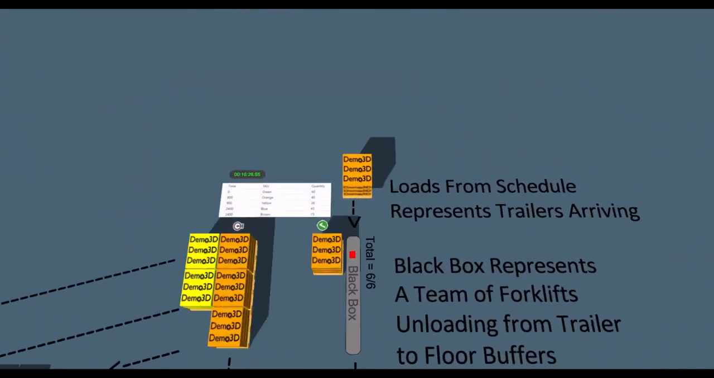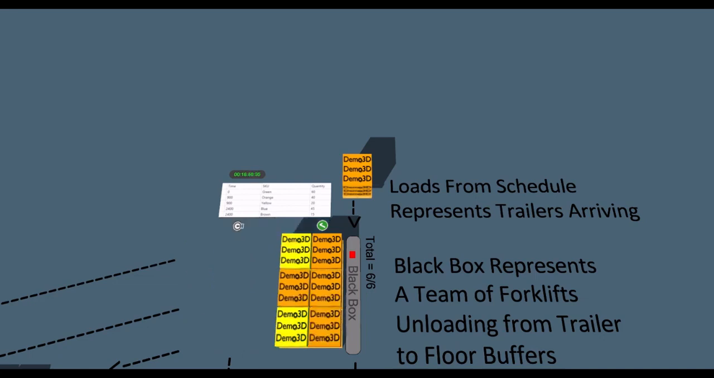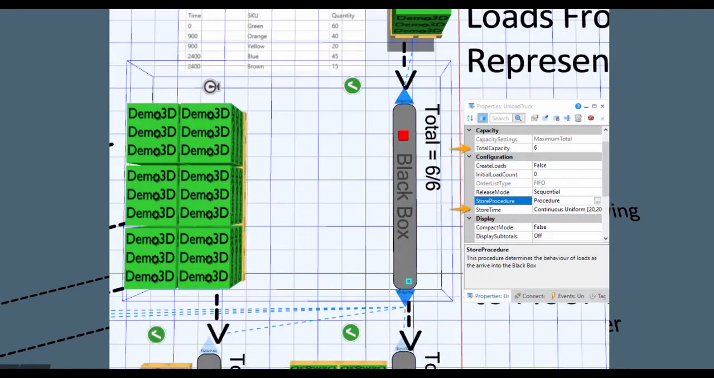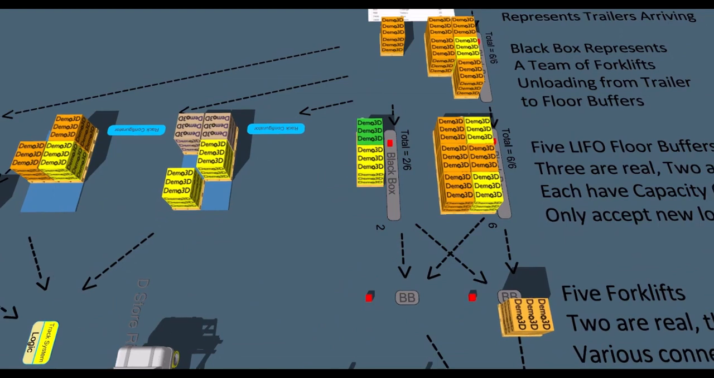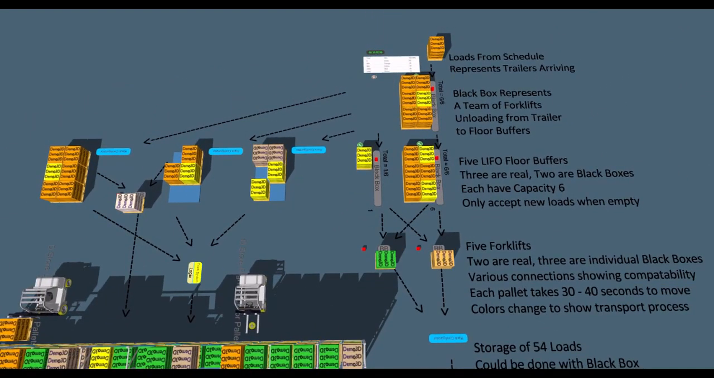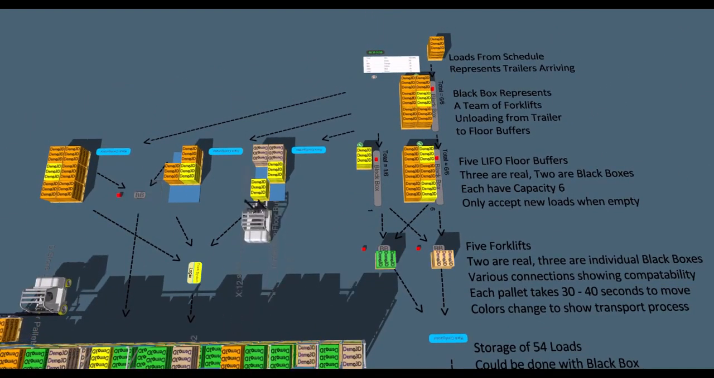Loads arrive according to the input spreadsheet on the loads from schedule component. We can represent a trailer being unloaded by forklifts using a black box. This has a defined processing time and a fixed maximum capacity. Setting up this system is as simple as drawing a path for connections and changing the capacity and store time properties. Loads then move on to floor buffers before being moved into temporary racking.